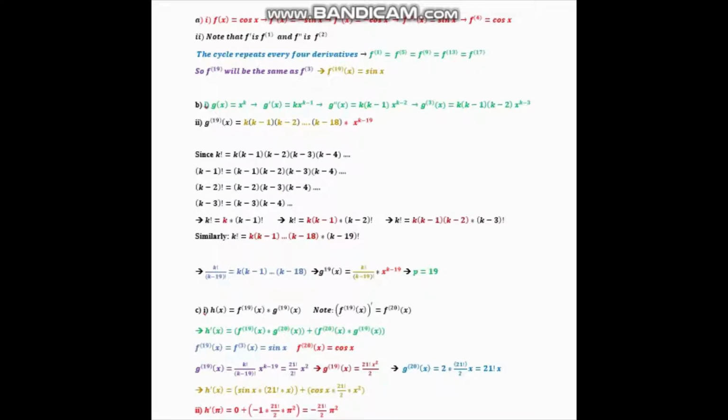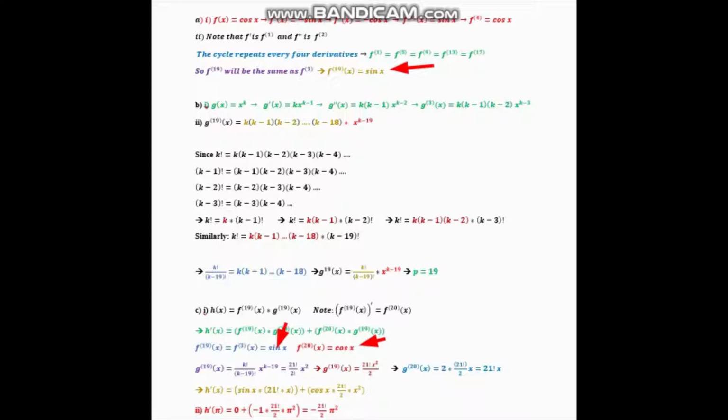So let's get expressions for the four terms. We said that our u is f19, and we know that f19 is sine x, and we got that in the first part of the question. We know that f20 shall be the derivative of f19, so u dash, which is f20, shall be cosine x. This is my u dash.